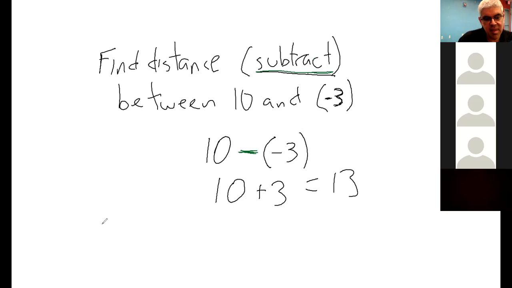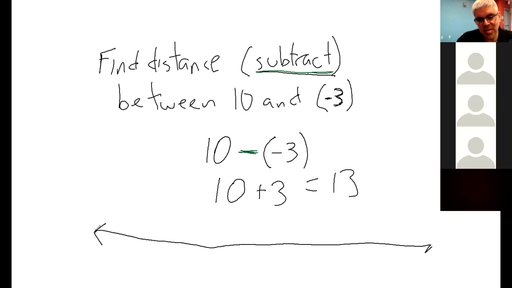And finally, I'm going to prove it to you the number line way. If my 0 is here, this is negative 1, this is negative 2, this is negative 3. What is my distance from 10 to negative 3, or from negative 3 all the way to 0, 1, 2, 3, 4, 5, 6, 7, 8, 9, and 10? So if I count the spaces between one spot and the next, I should be able to count 13 spaces.